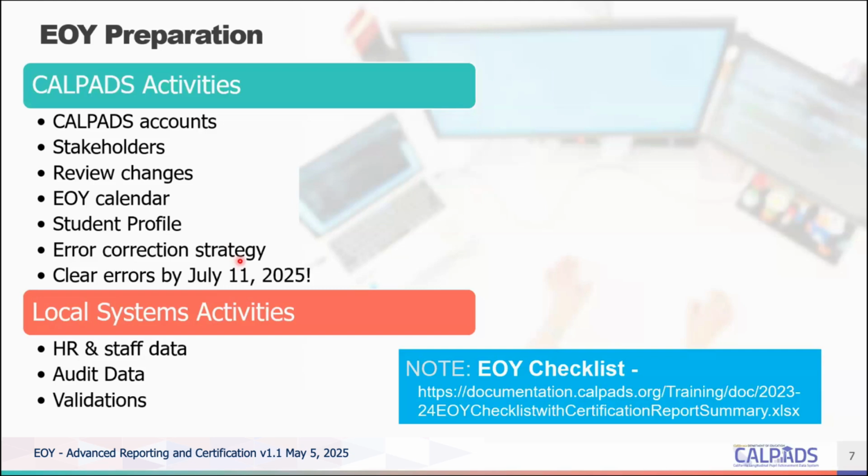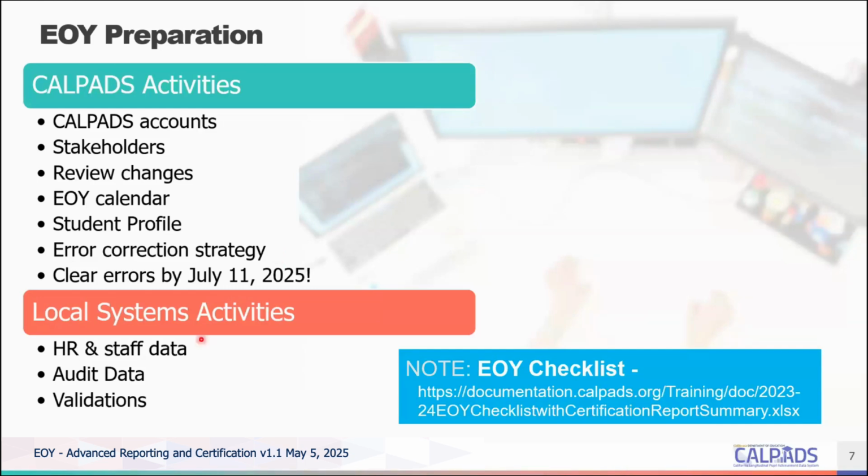So while they are submitting your SPED data, they may come across various SPED errors in CalPATS, and they may need assistance with interpreting some of those errors or finding resources that will help them understand what those errors are. And that's where you come in to guide them, especially if they're new, and help them get the resources they need to submit the SPED data successfully. And lastly, in this section, again, plan for clearing all of your data discrepancy and certification fatal errors by July 11th.